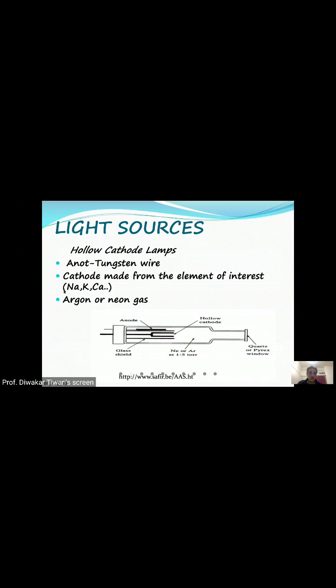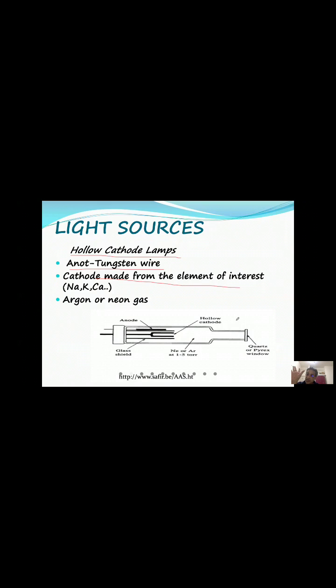Now the light source, as I told you, how is it assembled? This is nothing but the hollow cathode lamp. There is a tungsten wire, as I said. This is the anode, and the cathode is made from the element of interest. That means the element which you are going to detect, using the same element, the cathode is being fabricated.